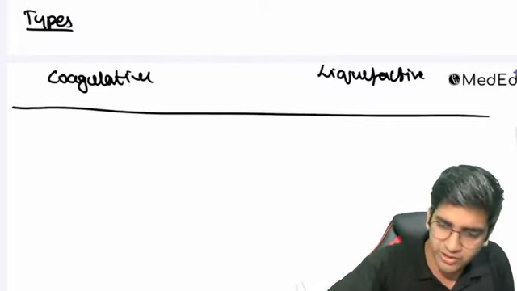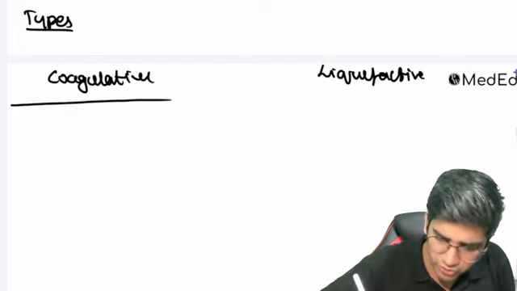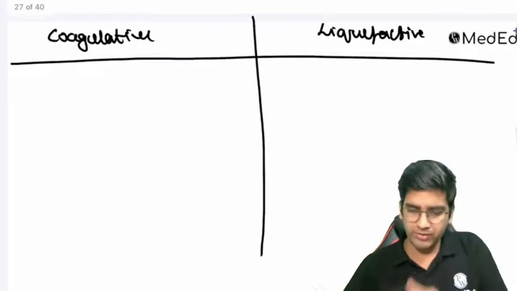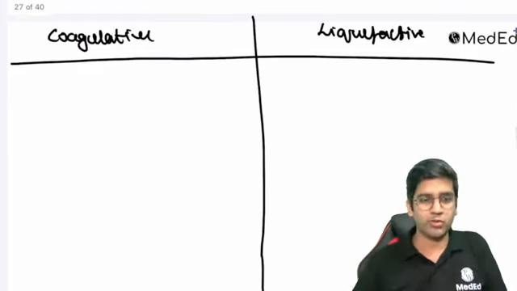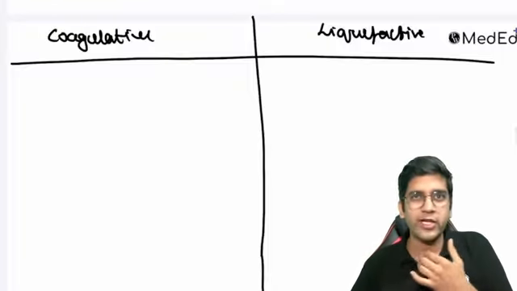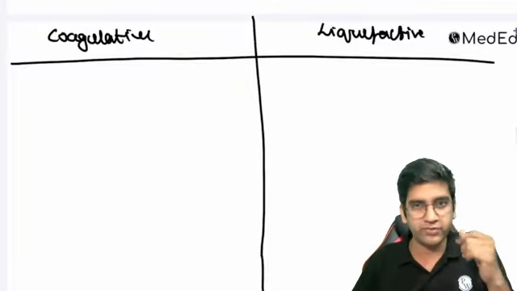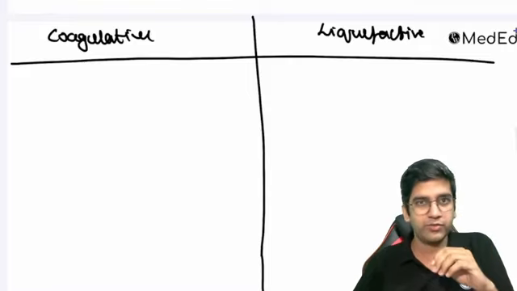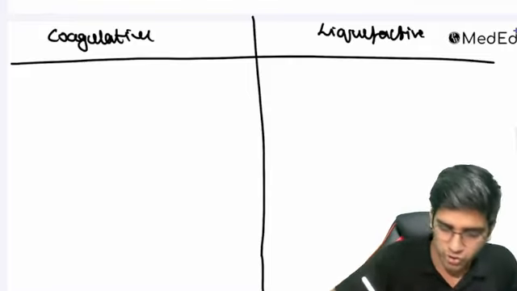I'm sure you must have heard about coagulative and liquefactive. I'm also sure you must definitely know which is more common, right? Which is more common amongst these? Coagulative or liquefactive? Perfect. Coagulative is more common amongst these, right? Definitely the most common type of necrosis.